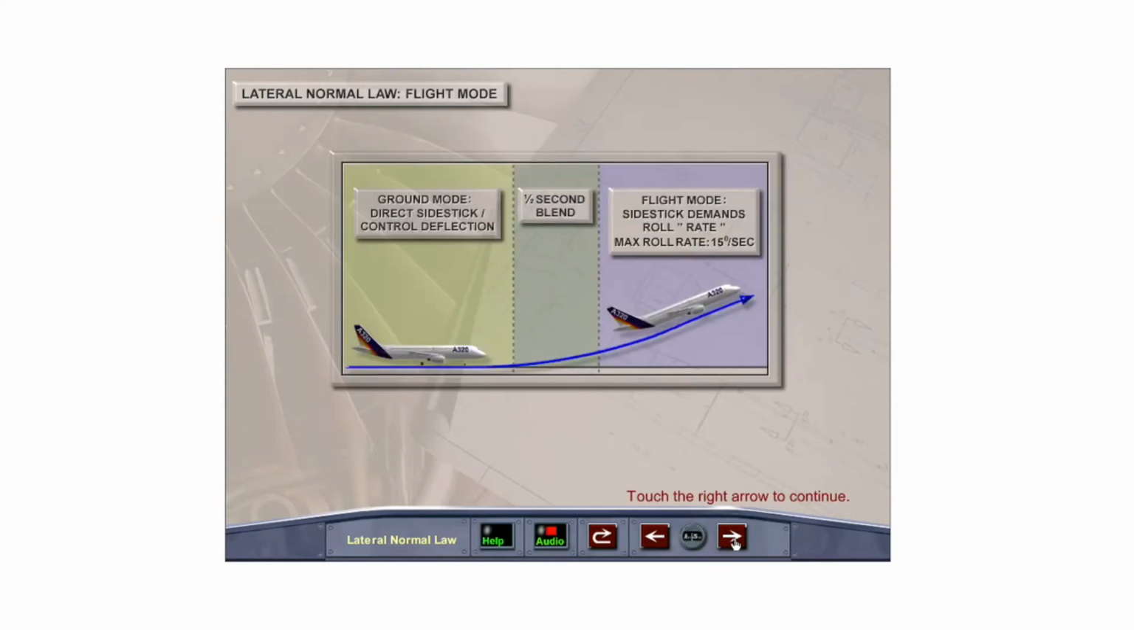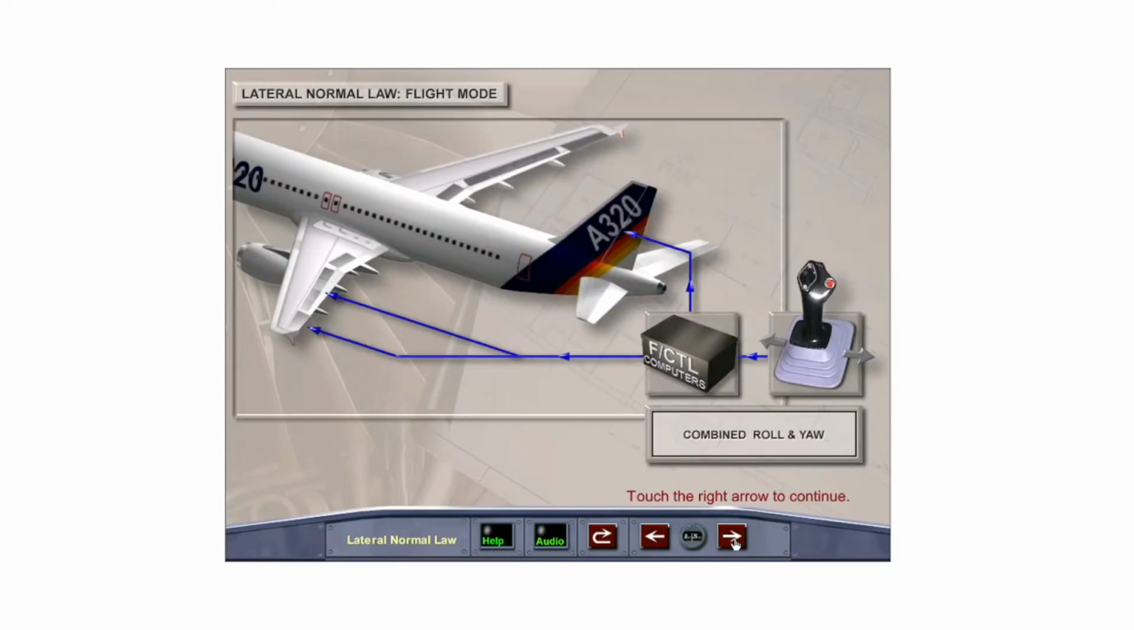The transition from ground to flight mode occurs 1/2 second after the aircraft becomes airborne. In flight, the side stick demands a roll rate rather than a direct aileron spoiler deflection. The rate of roll is proportional to the amount of lateral side stick input, with a maximum rate of 15 degrees per second if held to the stop. The lateral normal law is a combined roll and yaw law. Thus, a side stick input mixes orders to the ailerons, spoilers, and yaw damper.